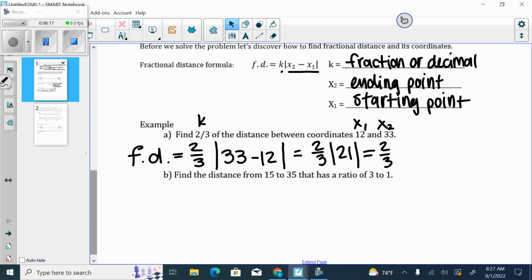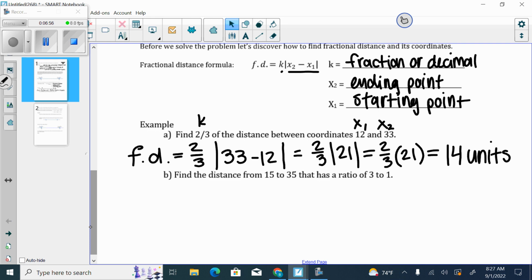So I can take that 21 out of the absolute value, and then I would just need to multiply those two terms together. So what is 2/3 times 21? 14. So 2/3 of the distance between these 2 points is 14 units. Okay? So again, they're asking you just how far you went here, right? So this one would still be positive at all times.